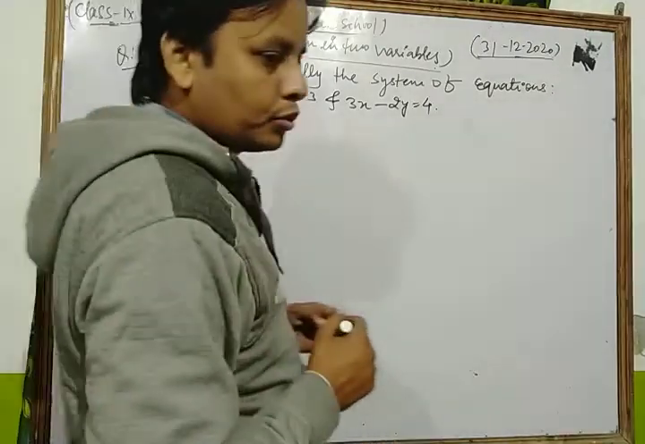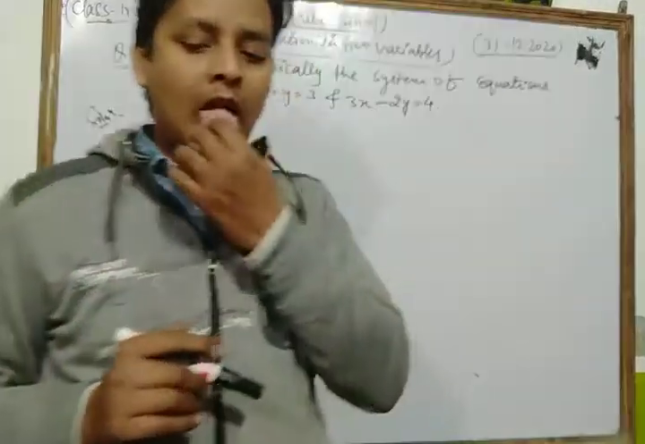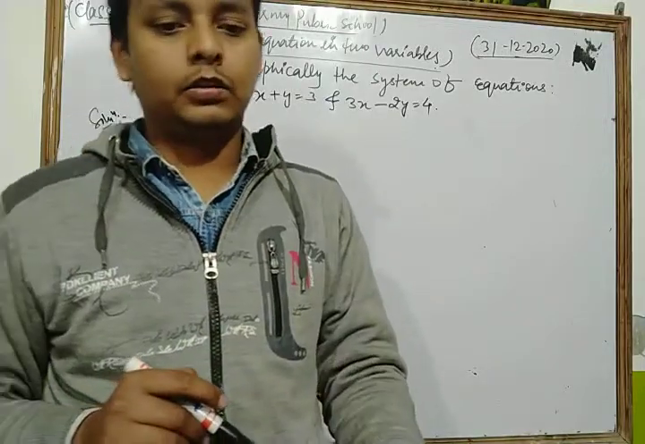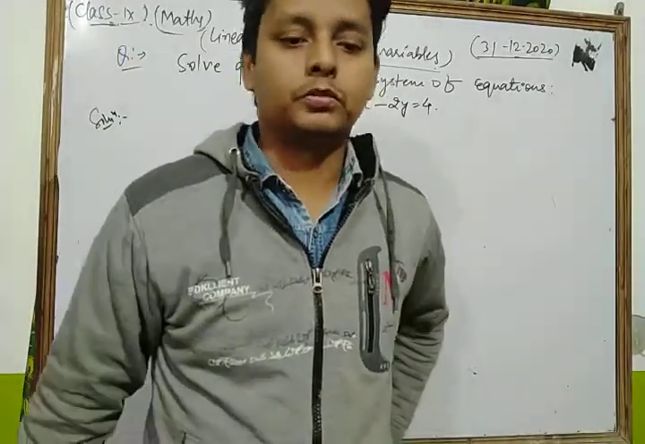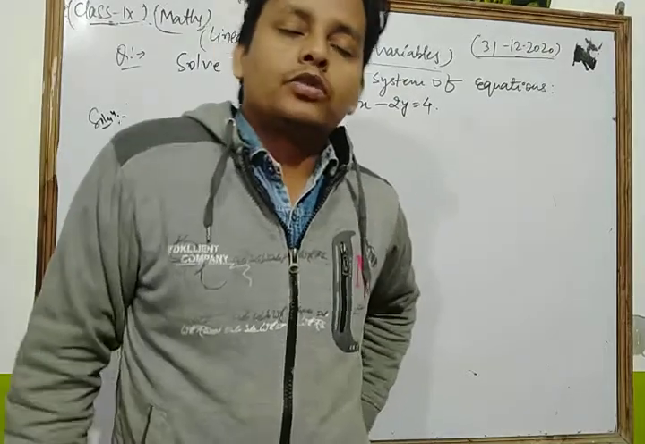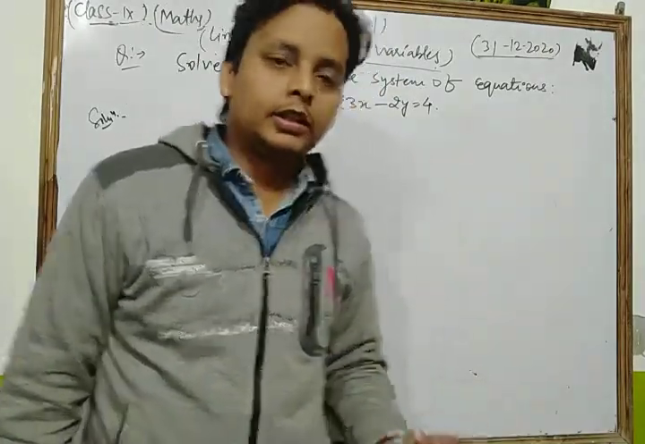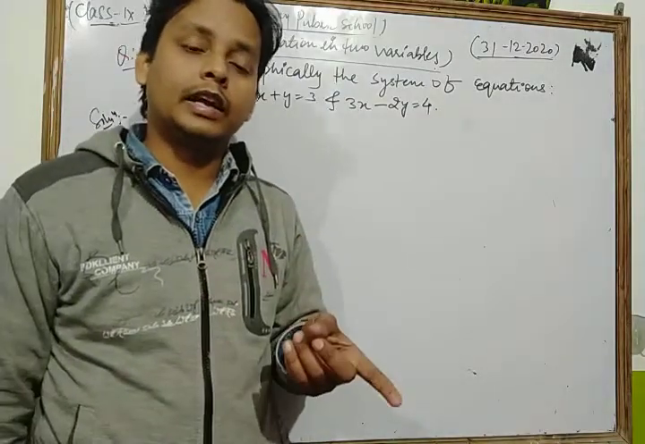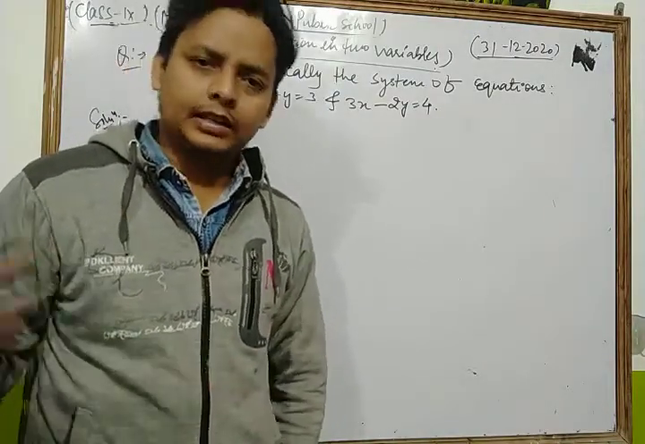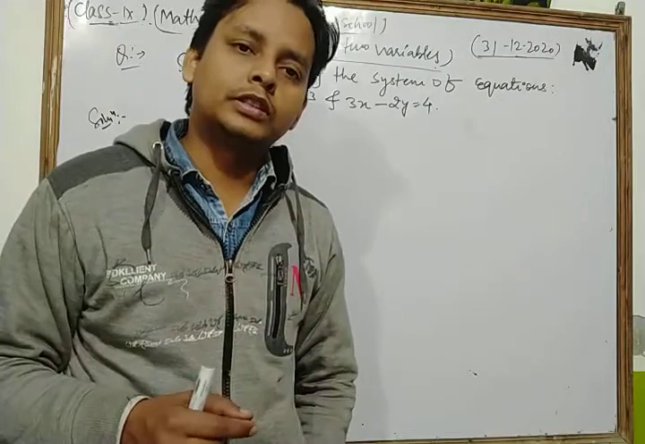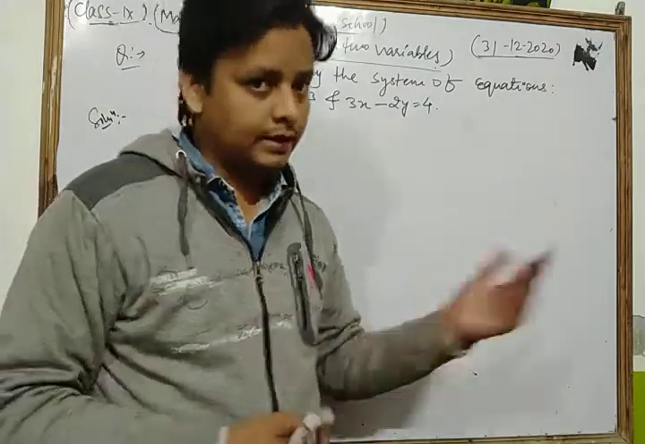In this type of question, first of all we draw the graph of both the linear equations. After that, we draw the graph of each and every given linear equation. Then the lines intersect at some point, and that point of intersection is the required solution of the given question. Let's see its solution.